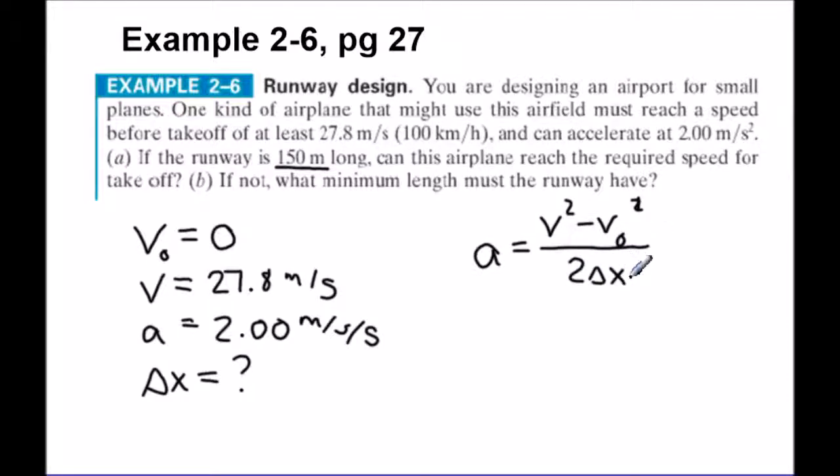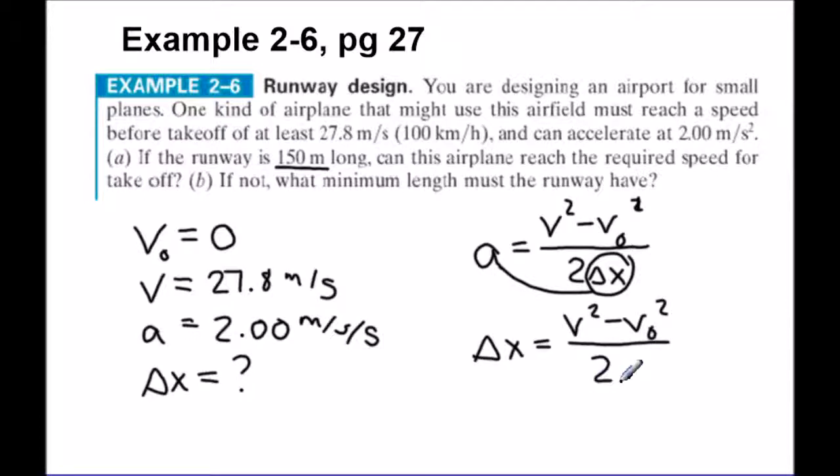When I rearrange that equation for displacement, I need to isolate it on one side all by itself with everything else on the other side. Because it's in the denominator of a fraction, I need to multiply by it on the other side, and then divide back by acceleration. In essence, I'm just switching those two things' places. The displacement of the airplane is the final velocity minus the initial velocity, both squared, divided by 2 times the acceleration. That's the equation I'm going to use to solve this problem.